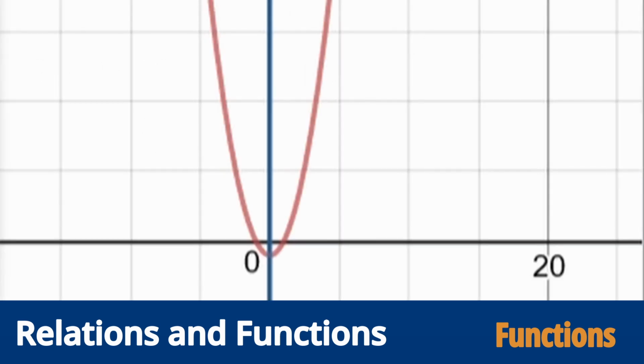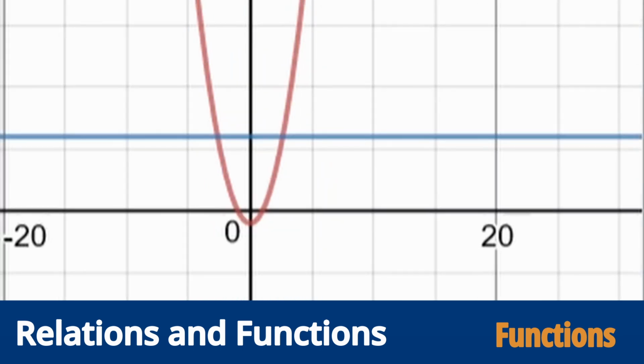Here we have a graph. This is our y equals x squared minus 1. You'll notice we have a vertical line that we can move across the graph like this. And you'll notice that as we move it across, it intersects the graph at only one point. It never intersects it at more than one point. So it passes the vertical line test. So this is a function.